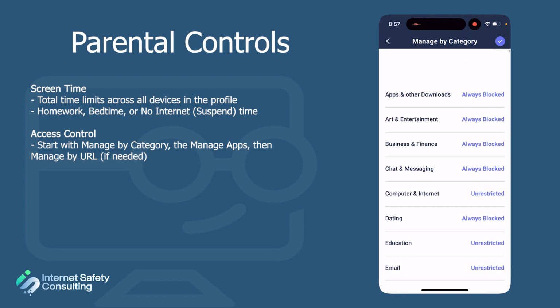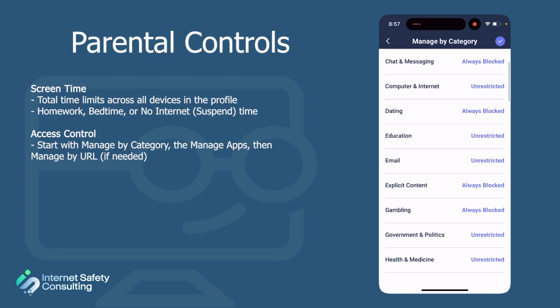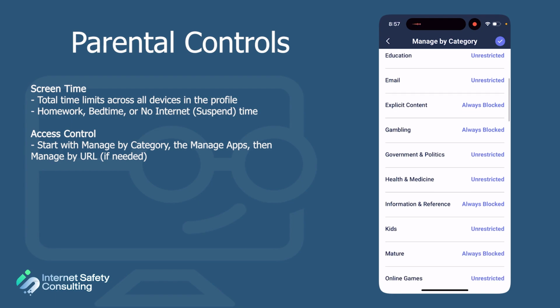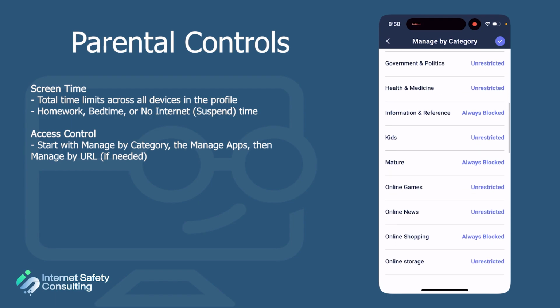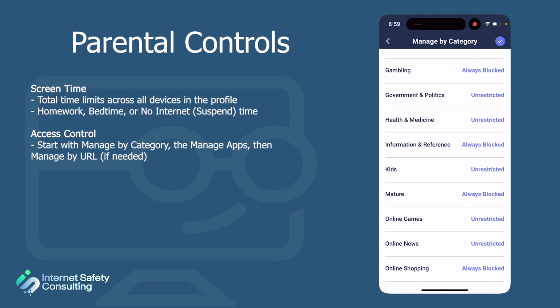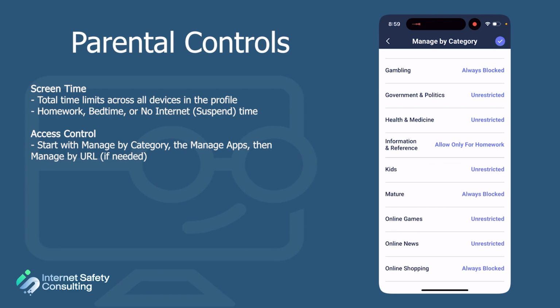This is because we chose the middle school profile, and these are the templated controls that they've decided usually fit best for middle schoolers. For each profile you set up, you'll want to look through all of the categories and decide on what level of controls you want to allow. So if, for example, I want to allow my kids to be able to use the Surface Pro laptop to access websites that are categorized under information and reference while they're doing homework, I can set that to allow only for homework. That way it's blocked outside of those homework times, but they can access what they need while doing their homework.